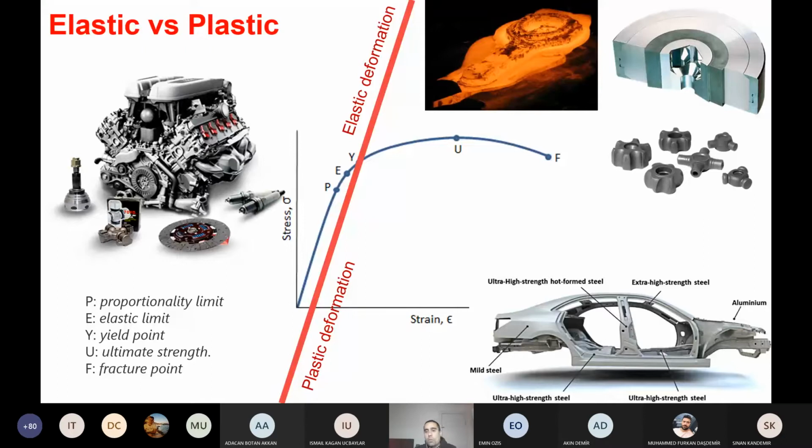But once we want to produce that connecting rod, we design a process where we go beyond yield stress and change its shape permanently. And the other examples, these are the cold forged parts, and these are sheet parts, and everything is done in the plastic zone here.